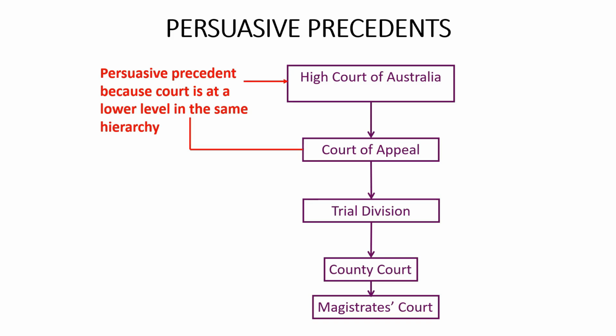If the precedent was set by the High Court of Australia, then all of the lower courts would be bound by that precedent. But here we're talking about a case where a precedent is set by a court that is lower in the court hierarchy. And in that case, that precedent can only be a persuasive precedent for all of the courts that are above that court in the hierarchy.